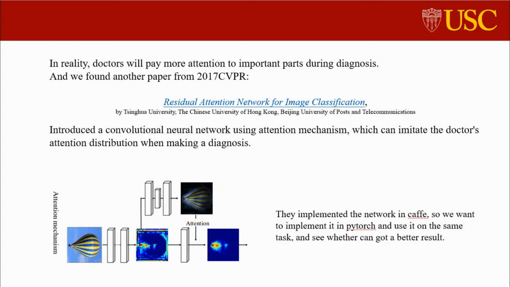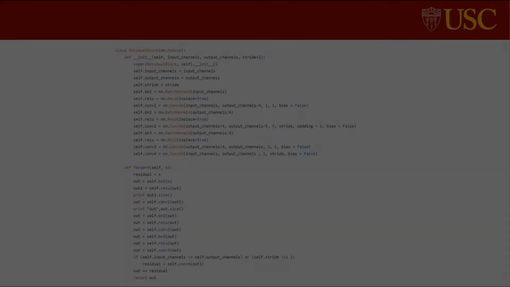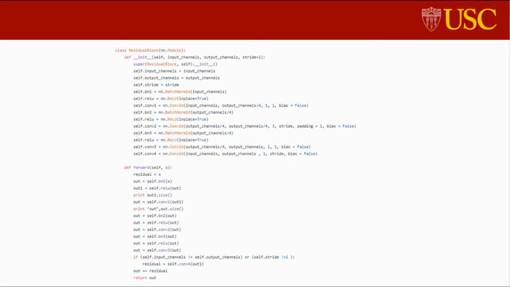We can see in the name that the residual attention network is based on the residual network. Residual net utilizes skip connections or shortcuts to jump over some layers. In this way the main part is removed and only the residual is retained, so it can highlight the small changes in the output. Here is our code to implement the residual block.